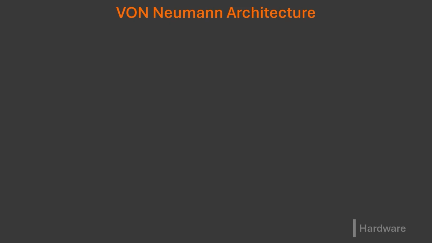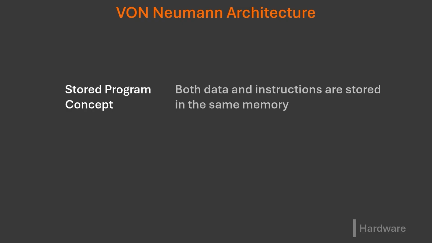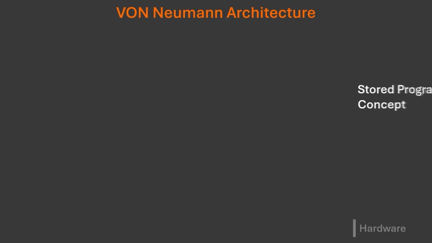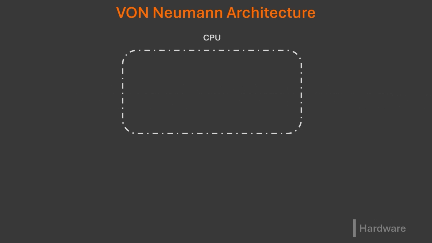The von Neumann architecture is the most common design for computers. It is based on the stored program concept, meaning that both data and instructions are stored in the same memory. This allows the CPU to access them both easily, enabling efficient processing. So the CPU is the brain of the computer responsible for executing instructions.